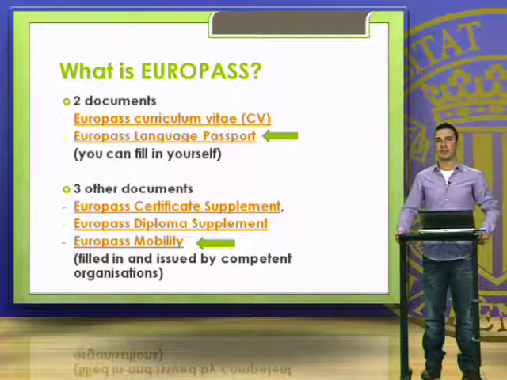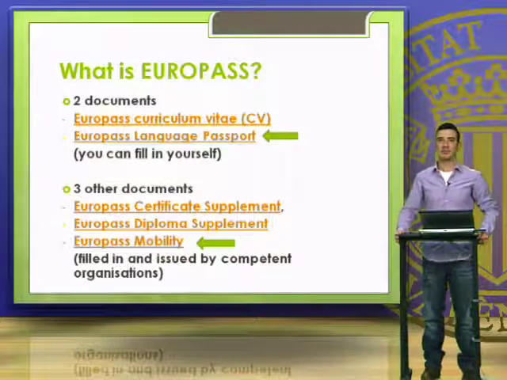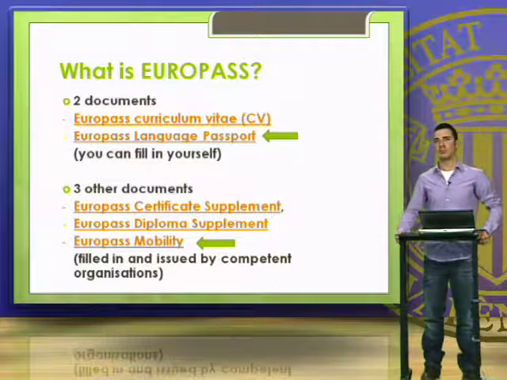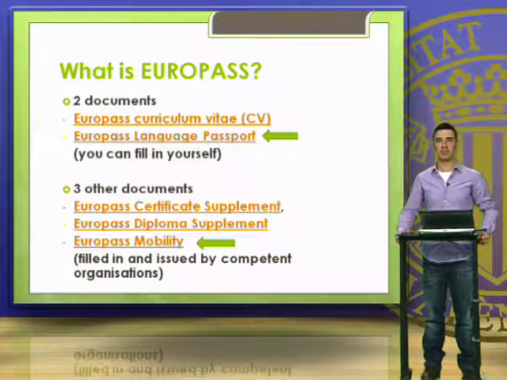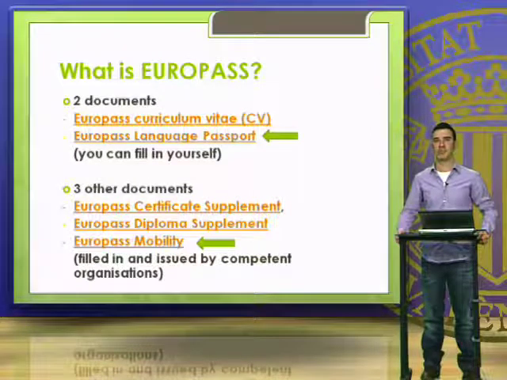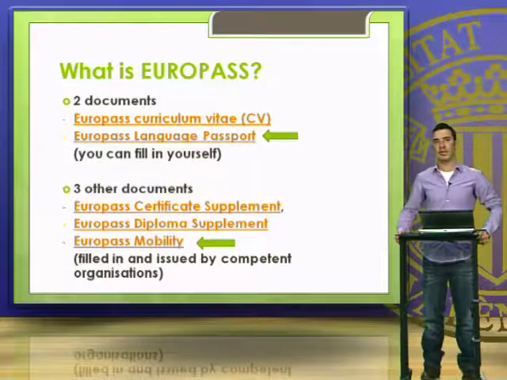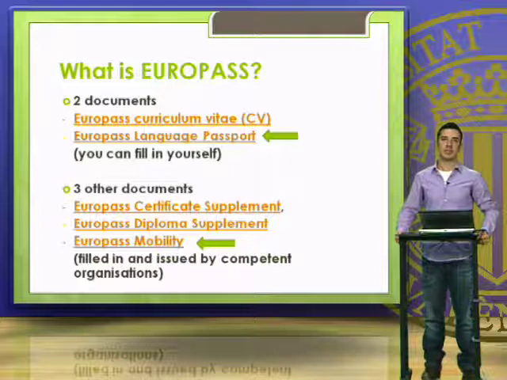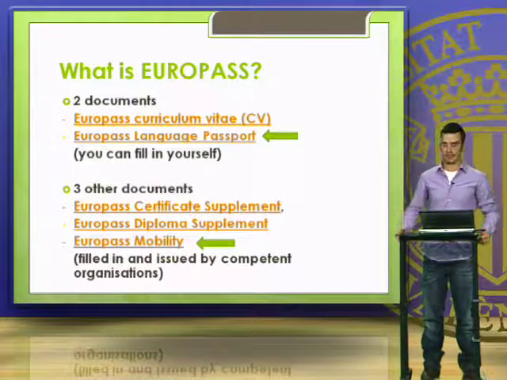In order to better understand what the Europass is, we have here the 5 documents that make it up. We are going to focus on just 2 of them. On the one hand, we are going to pay attention to the Europass language passport. This document can be filled in by yourself. On the other hand, we are going to pay attention to the Europass mobility, which is filled in and issued by a competent organization.